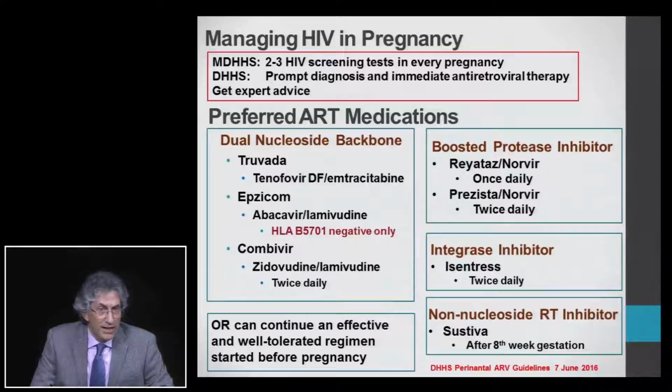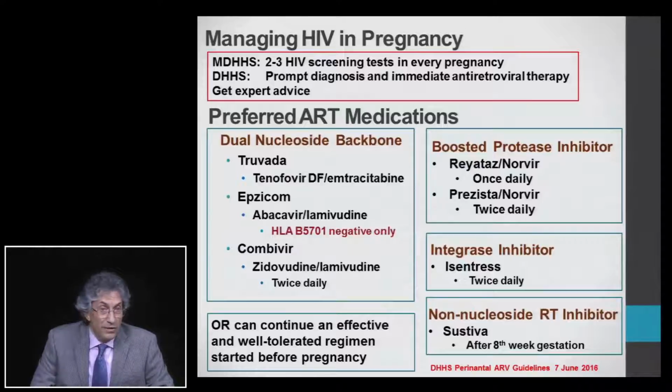The DHHS guidelines emphasize that prompt diagnosis and immediate antiretroviral therapy is very important because you want to get the virus controlled before the baby or fetus acquires HIV infection. So all delays are out the window, and we do the fastest thing we can to get them on treatment in the safest way we can. And it's really good to get expert advice if you've not been doing antiretroviral therapy or treating pregnant women with antiretrovirals before.